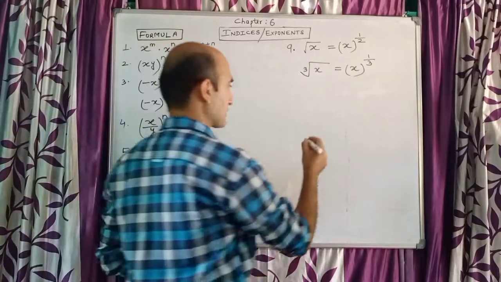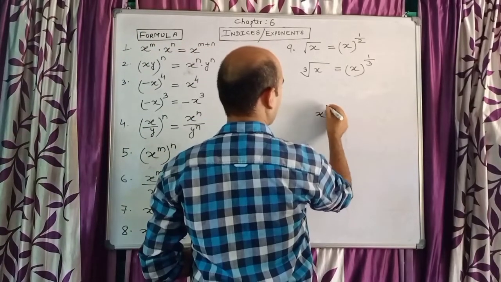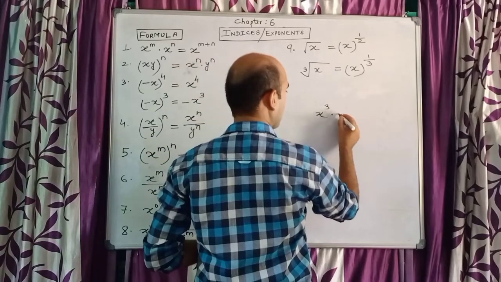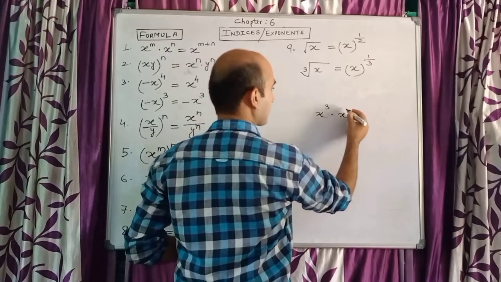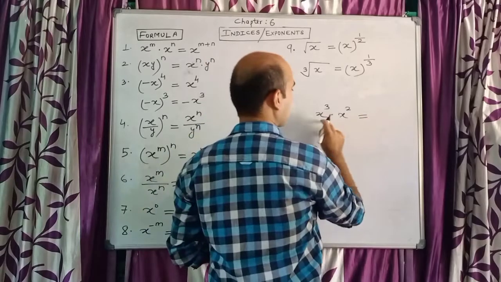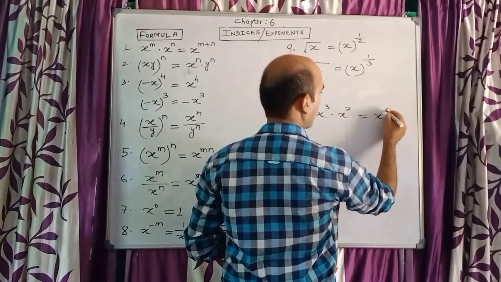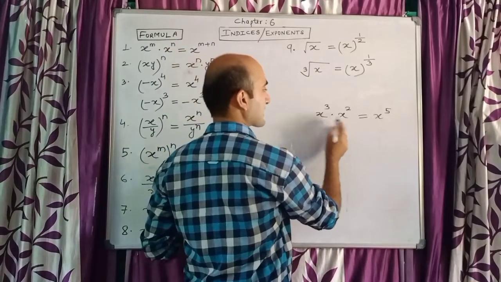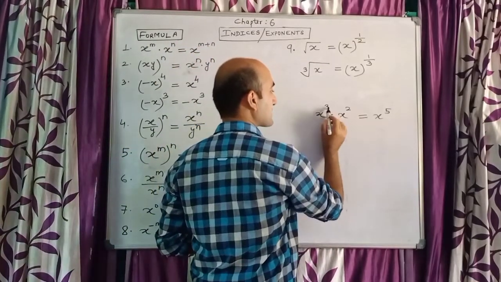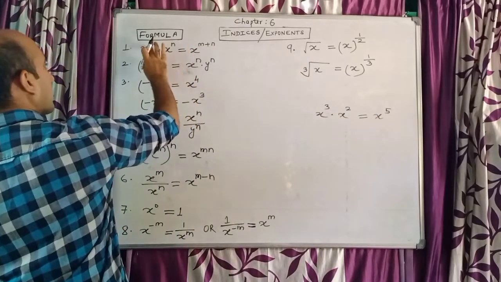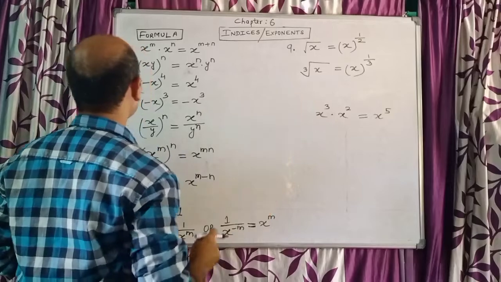For example, I want to give you one rough work here. Suppose x to the power 3 multiplying with the same x but the power is 2. Then what is our answer? Our answer is x to the power 5. How did we get this 5? We write the same x, and this 3 plus 2 we add and make it 5. Same thing here: m and n, the powers got added.